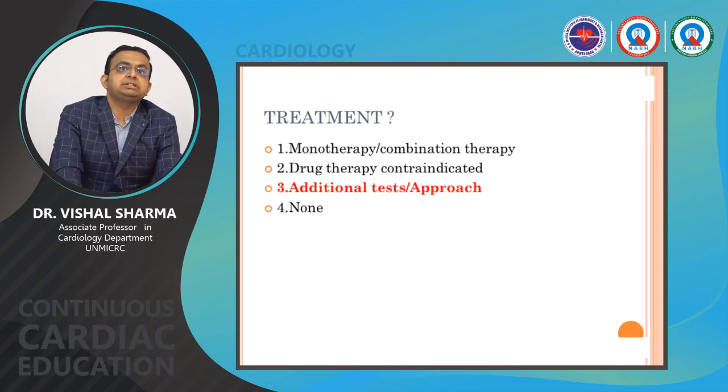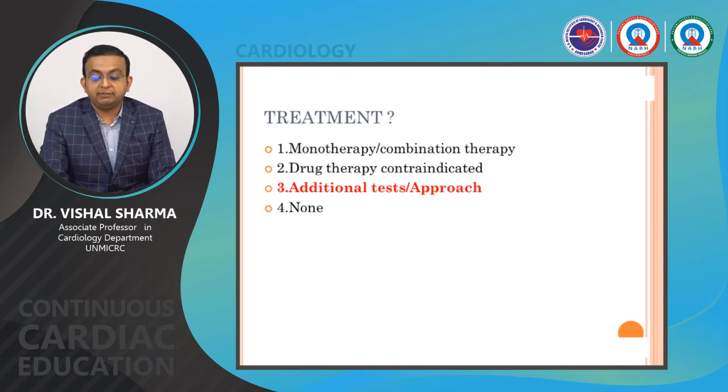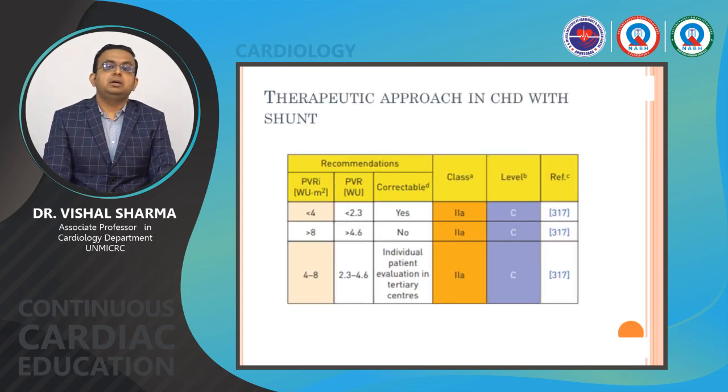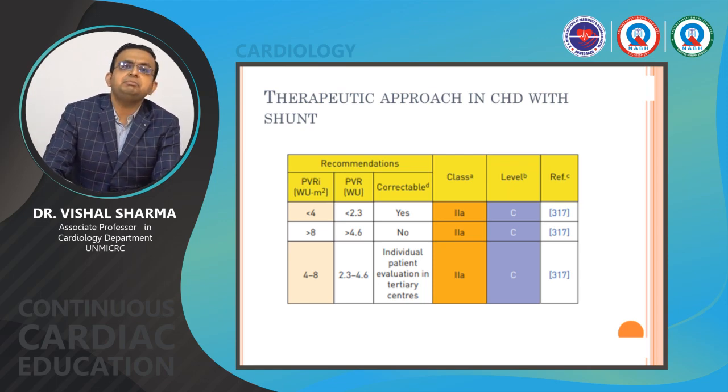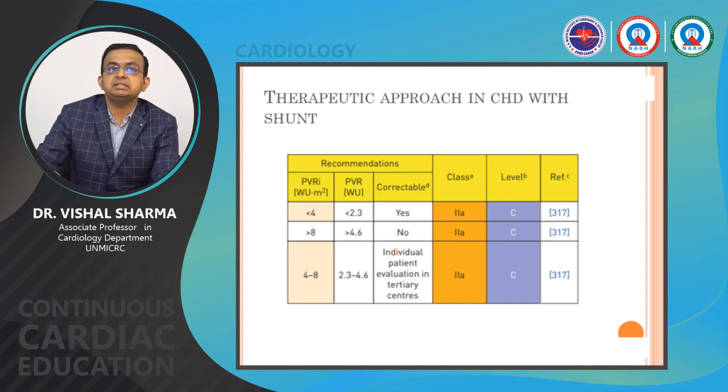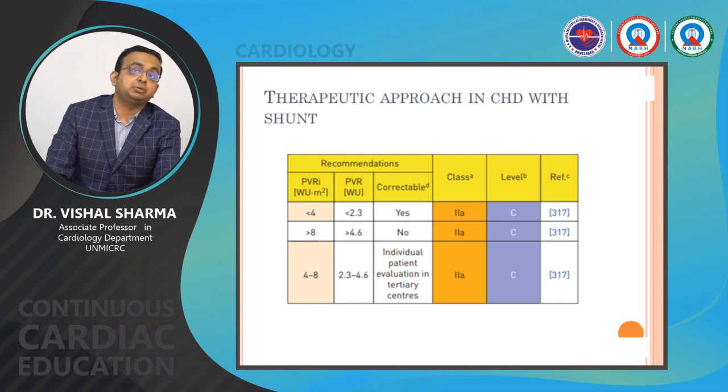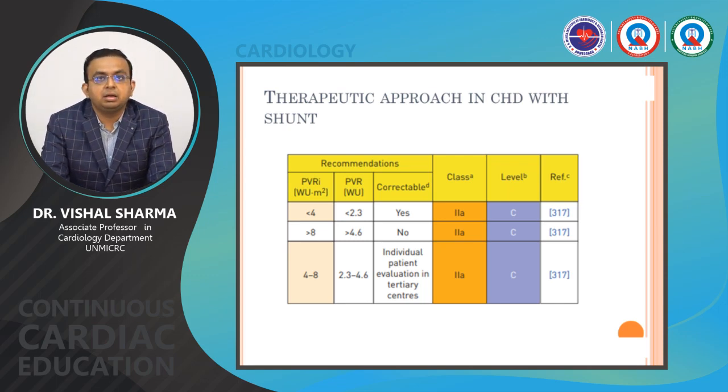So the answer to this question is additional test or a different approach. Why a different approach? Why additional test? So this is a beautiful table from European Society of Cardiology 2015 paper on pulmonary arterial hypertension. And whenever a patient is having pulmonary arterial hypertension with associated some defect, which might be as small as possible, you need to see whether to correct the defect or not. So this is the first approach. If you have pulmonary arterial hypertension with some sort of defect, first see whether that defect has to be corrected or not.